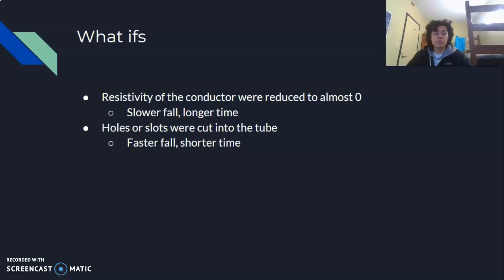Now let's say some holes or slots were cut in the tube. The current would be disrupted and the EMF would decrease. Therefore, faster fall, shorter time.